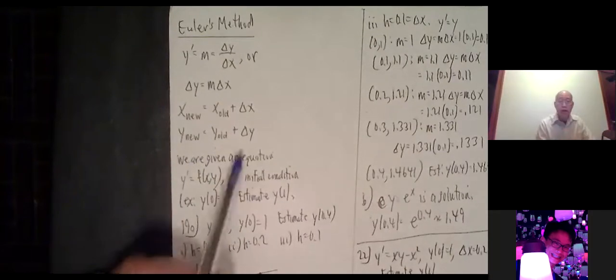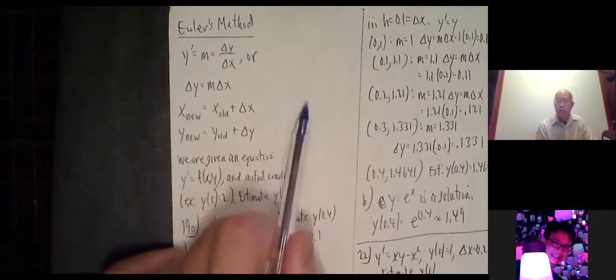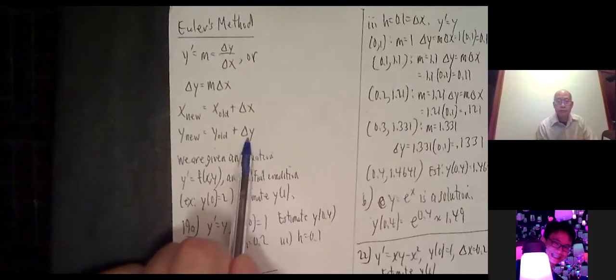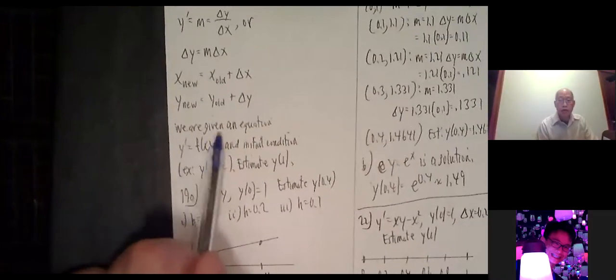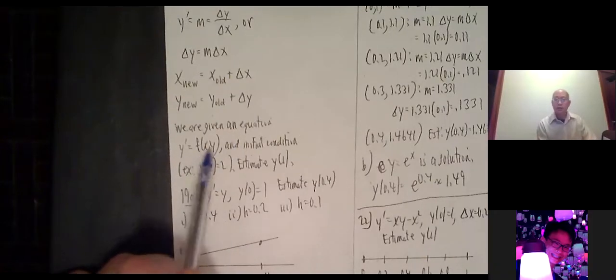Similarly, how do you get the new y value? Well, you take the old y value, and then you add or subtract your delta y. Okay, so we're given an equation, y prime equals a function of x and y. That looks funny to have a function of two variables, but you'll get used to that a lot when you take Calc 3. In Calc 3, you have a function of multiple variables. That's why it's sometimes called multivariable calculus.